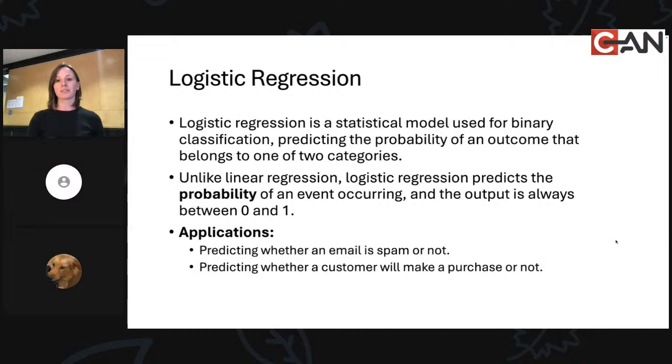What we're going to apply to that is logistic regression, which is a statistical model for binary classification. We're predicting the probability that an outcome belongs to one of two categories. Either it's an apple or it's not an apple. Either it's a banana or it's not a banana. Either it's spam or not. Either that individual responded to a mailing campaign or they did not. Unlike linear regression, which predicts a scalar outcome value.